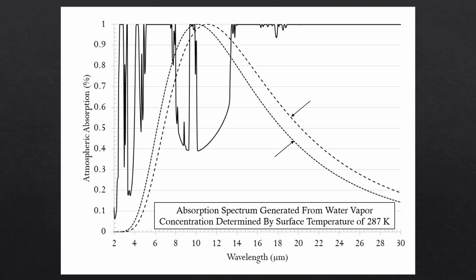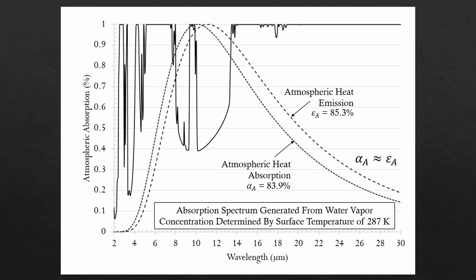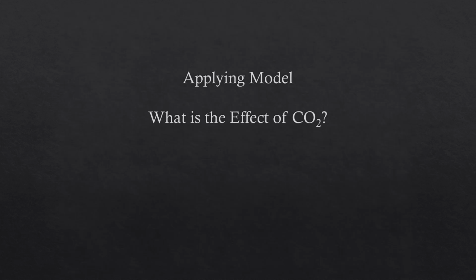The overall atmospheric heat absorption is determined by applying the surface Planck distribution on the absorption spectrum. The overall atmospheric heat emission applies the atmospheric Planck distribution on the absorption spectrum. The overall absorption is 83.9%, while the overall emission is 85.3%. It is evident that these are not exactly equal, but may be assumed so for modeling purposes.